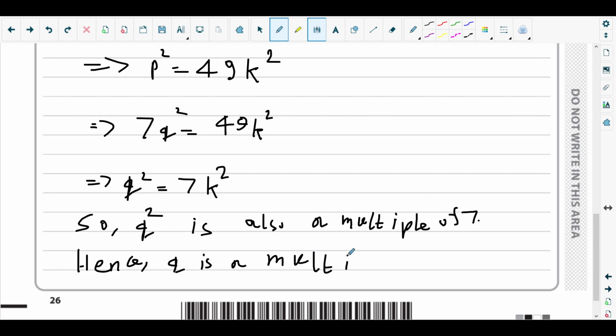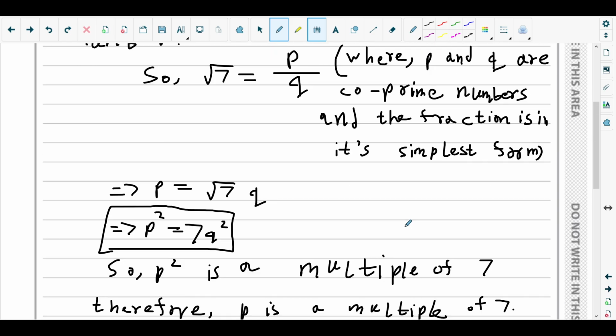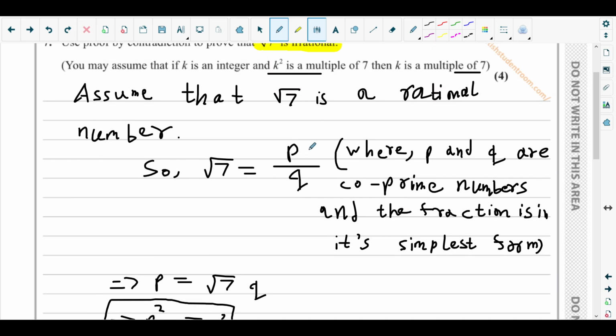Now there's a problem. Look, we are approaching something that is impossible to happen. How is this impossible? According to our assumption, it is impossible. Why? In our assumption we said P and Q are co-prime numbers. That means they won't have any common factors, right?